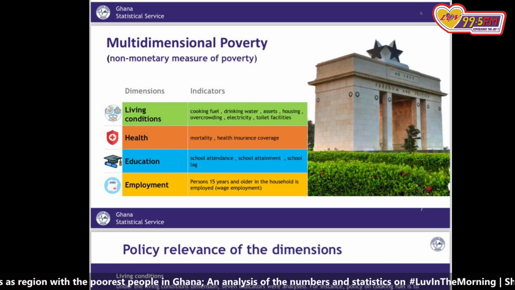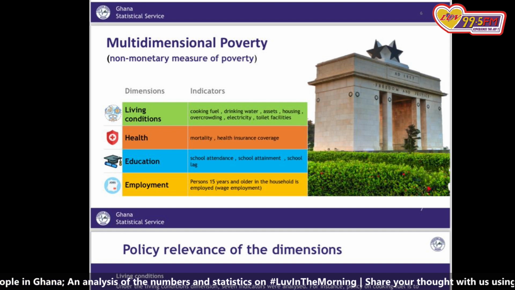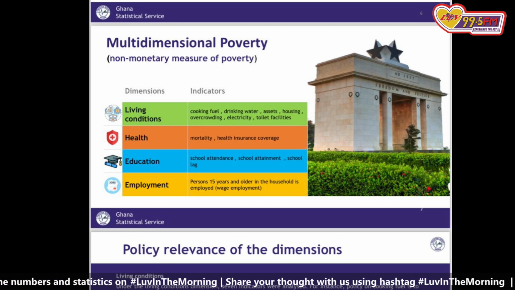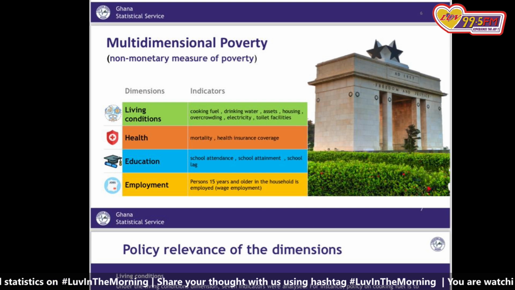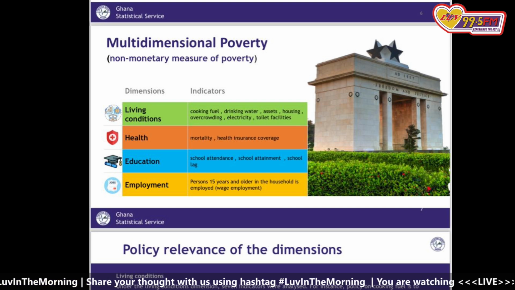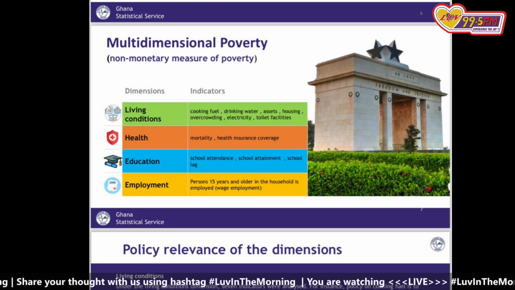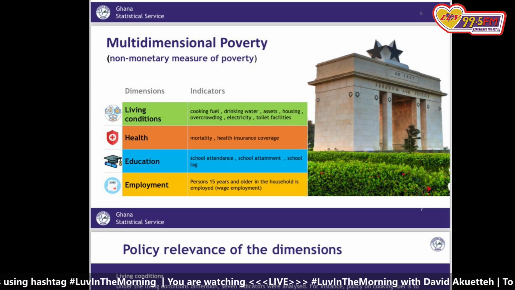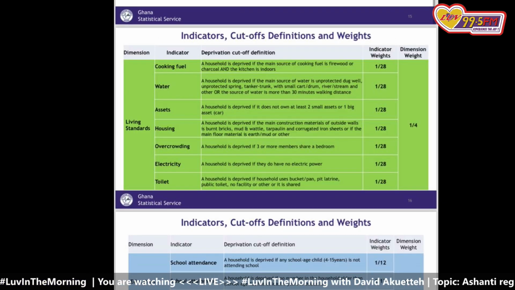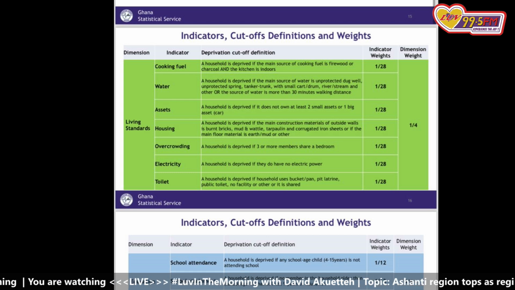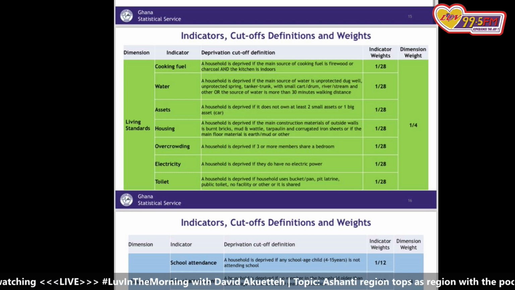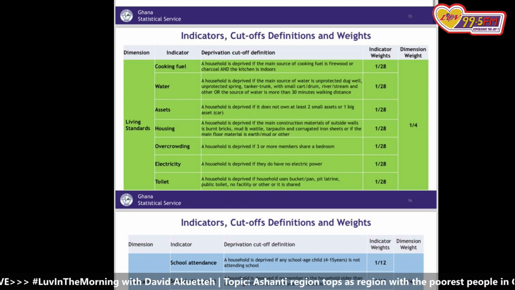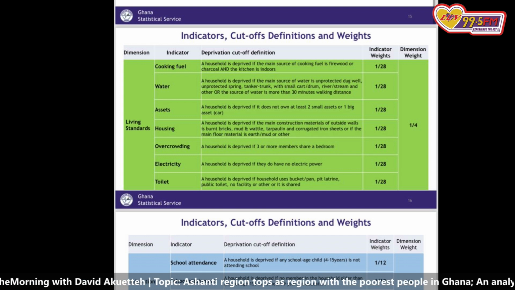Now, when you go to living conditions, the indicators the Ghana Statistical Service uses to measure whether someone's living condition is proper are cooking fuels, drinking water, assets, housing, overcrowding, electricity, and toilet facility. So out of the 13 indicators, 7 fall under living conditions. Let's go to health. The Ghana Statistical Service uses mortality and national health insurance coverage.